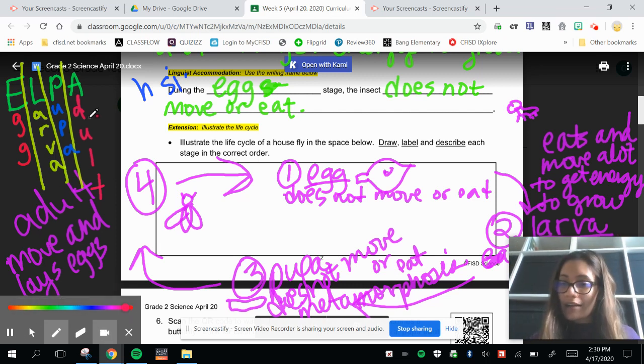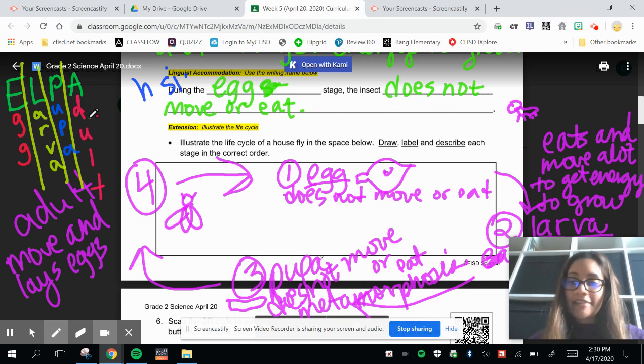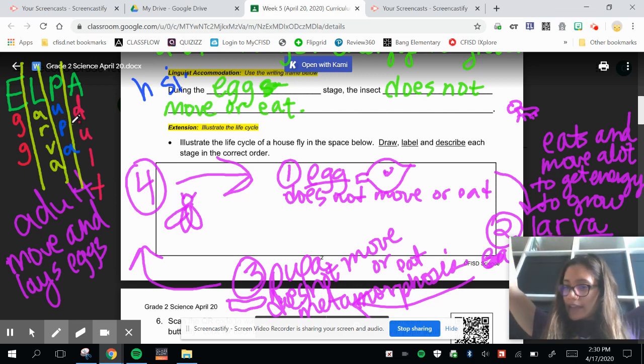So this is our lesson, the life cycle of an insect. First, egg does not move or eat. Larva eats a lot, moves a lot. Pupa does not move, does not eat. Metamorphosis. Adult, they can move, eat, and lay their eggs.